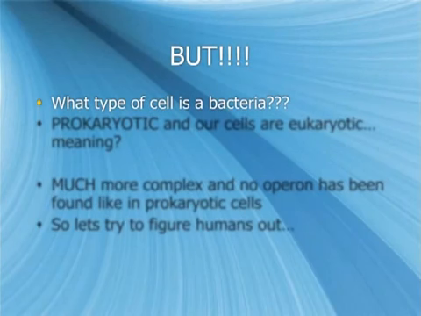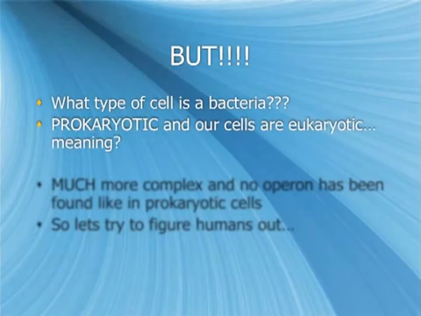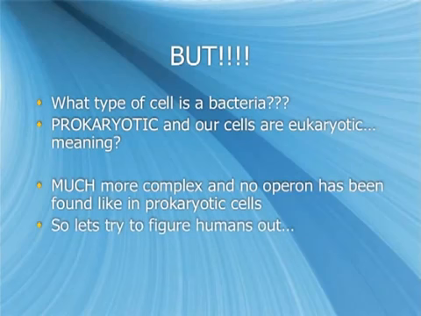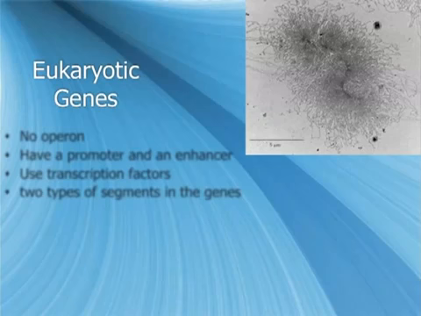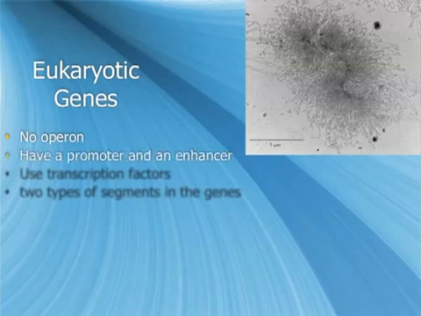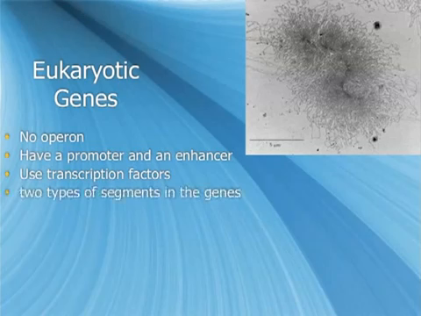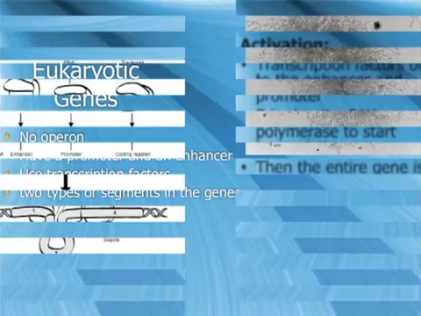So the problem with this is bacteria is a prokaryotic cell and our cells are eukaryotic. So therefore we have much more complex DNA, and no operon has actually been found in our cells. So it's a little more complicated, but to simplify it, in eukaryotic genes, there's no operon, but we do have a promoter and what's known as an enhancer, which is kind of like the operator. And we use transcription factors instead of the inhibitory or regulator protein. And we also have 2 different types of segments in our genes, which we'll look at in a little bit.